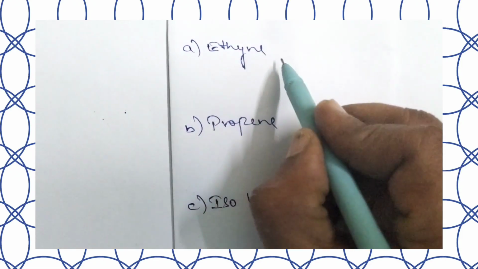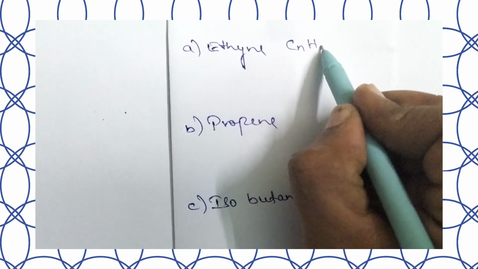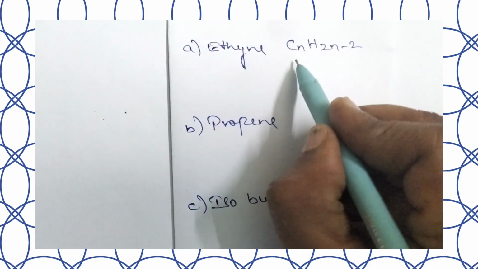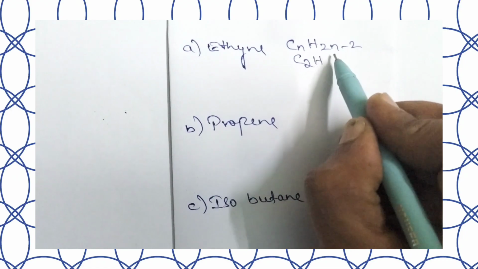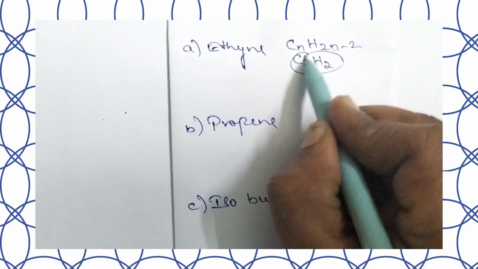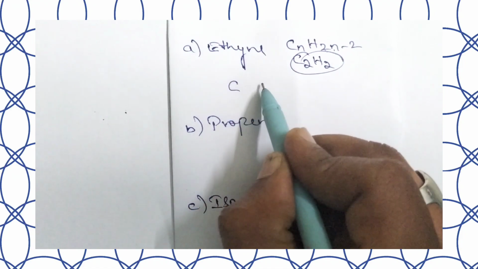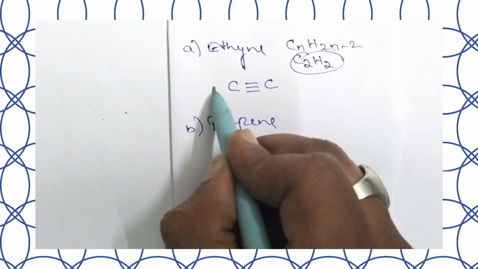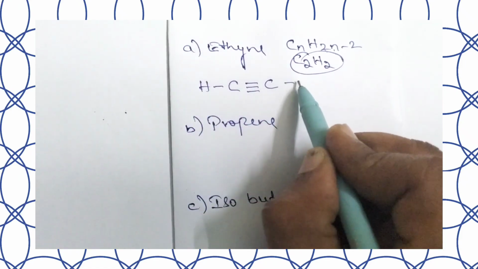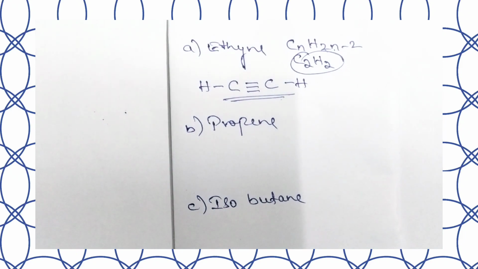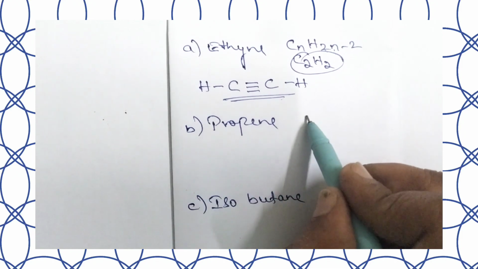Since it is YNE, the general formula is CnH2n-2. Since it is eth, there are 2 carbons: C2, 2 times 2 is 4, 4 minus 2 is 2. So this is the molecular formula, C2H2. Between the 2 carbons there is a triple bond, and a single bond to each H. So this is the structural formula for ethane (YNE, triple bond).